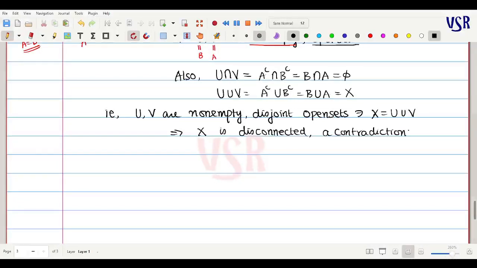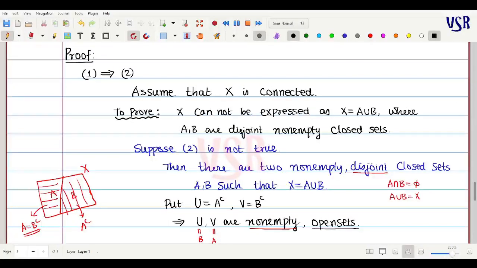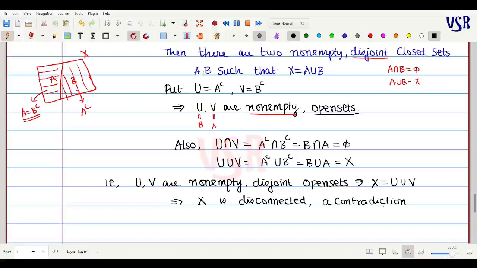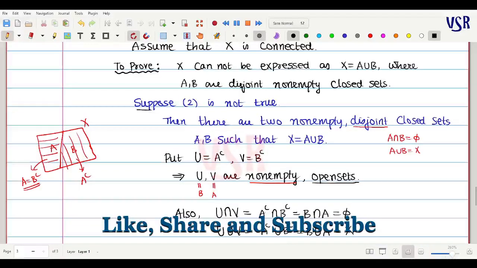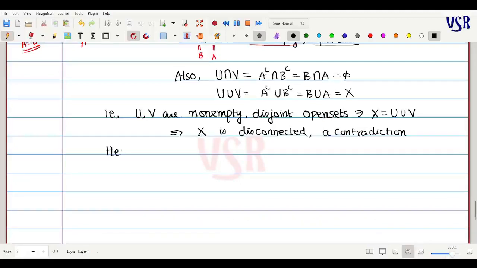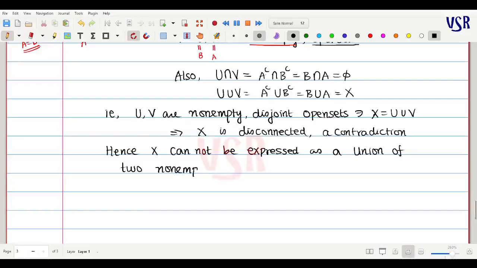What was given? Capital X is a connected set. But what have I done here? I assumed it is disconnected and arrived at a contradiction. So somewhere we made a wrong assumption, that is, we assumed that 2 is not true, and that is wrong. Hence capital X cannot be expressed as the union of two non-empty disjoint closed sets.